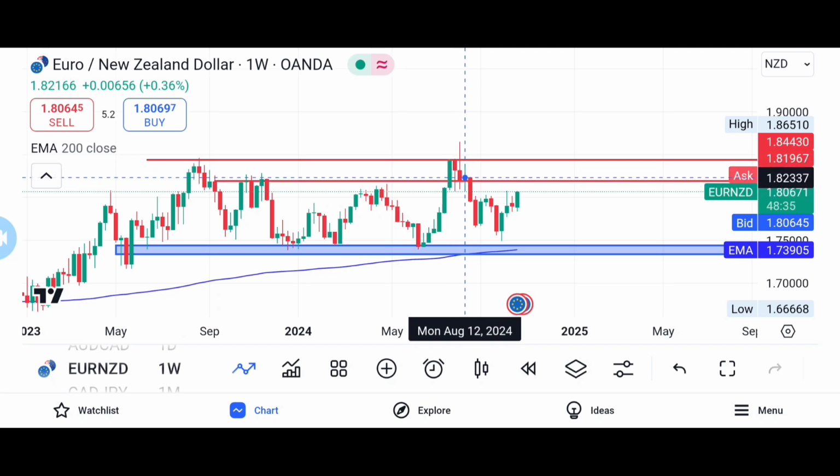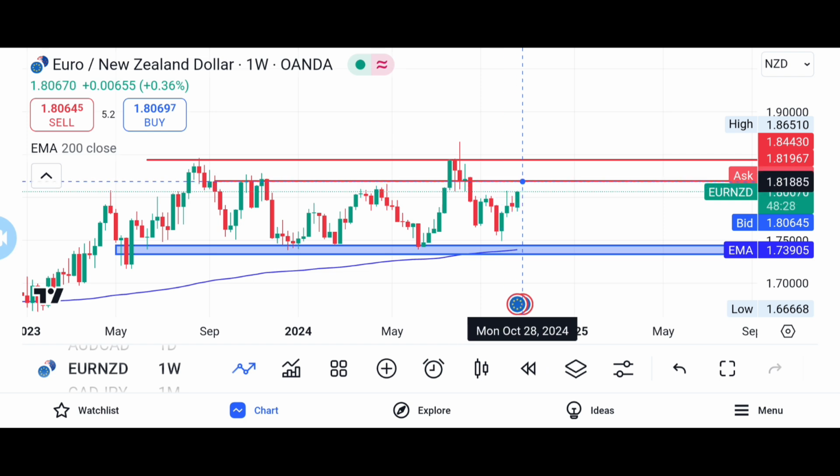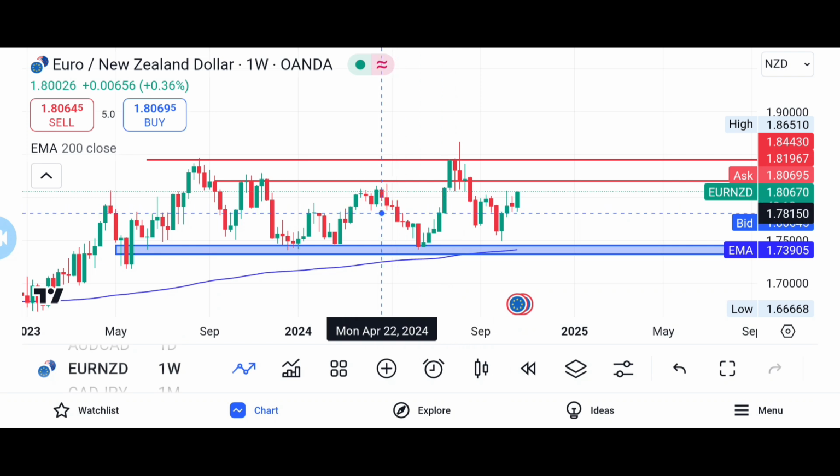We are expecting, once the price retests this region, to see a rejection. This is weekly. We are expecting to see a rejection from this point, downward. Are we together up to there?